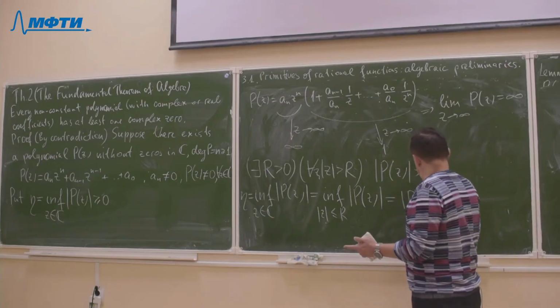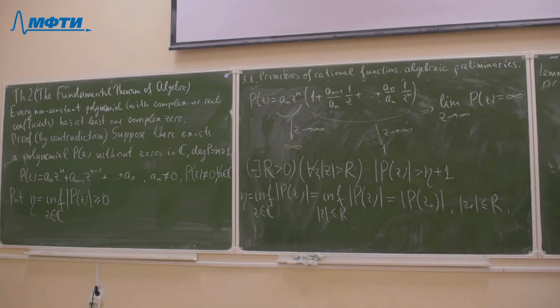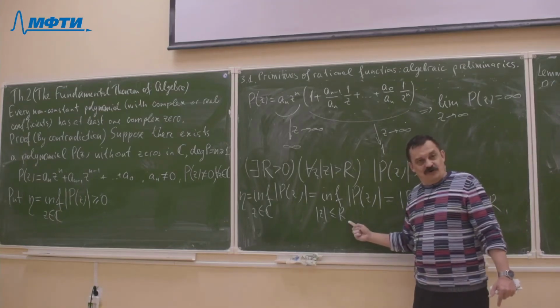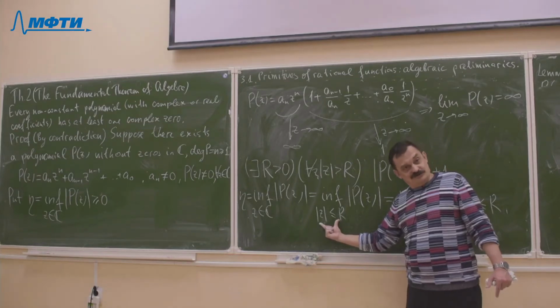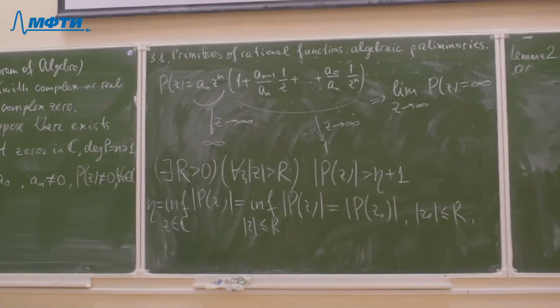Modulus p of z naught, where modulus z naught is less or equal than r. So I use a property which was proved: a continuous function on a compact attains its maximum and minimum, right? There was such a property. Of course, here it was proved for real intervals. Now I have a complex set. That is not rigorous, definitely, right? But I refer to an analog for complex numbers, which will be proved later.